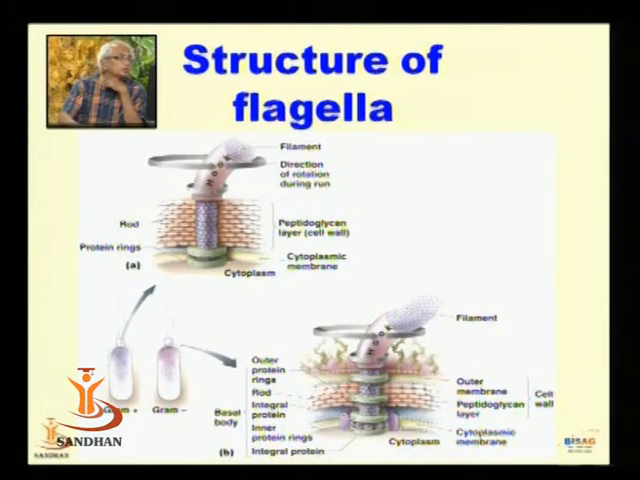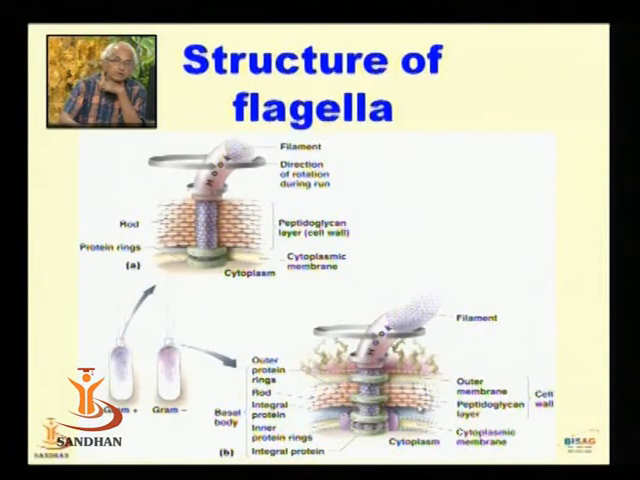These two, the M ring and the S ring, and then the central rod, are supported by the peptidoglycan layer. Therefore only two discs which are needed for the rotary movement are there, and then the rest is done by the peptidoglycan, that is providing the central rod with the mechanical support.